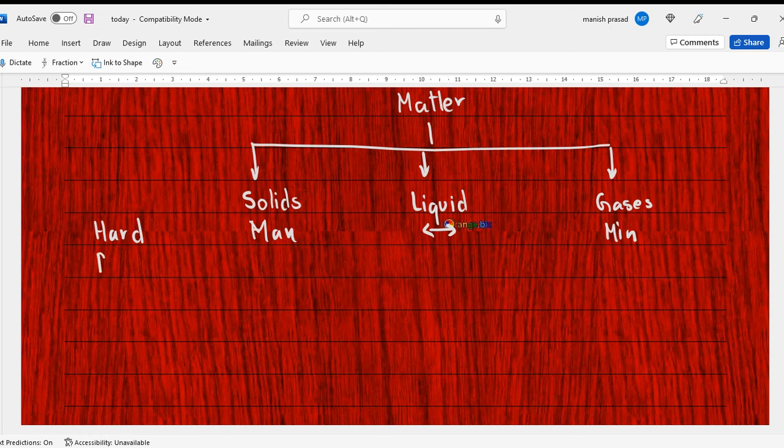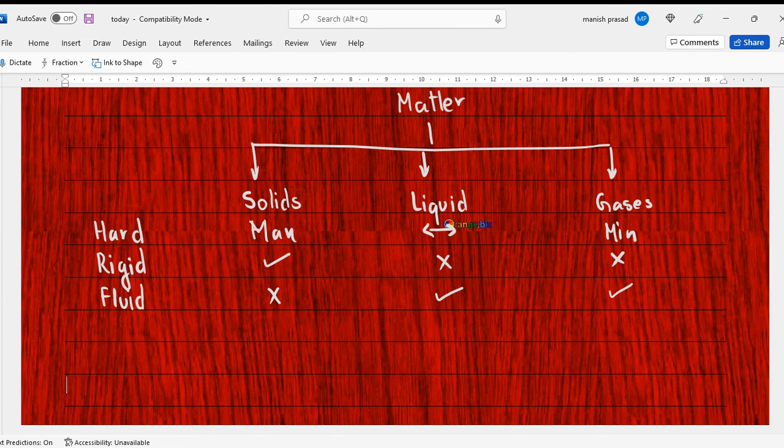Which one is rigid? Rigid means something that is stiff, does not move. Solids. Tell me something that is fluid. Fluid is something that can flow. Liquid, yes, a liquid can flow. Can a gas flow? Yeah, it does flow. That is why it can go from one place to another place.